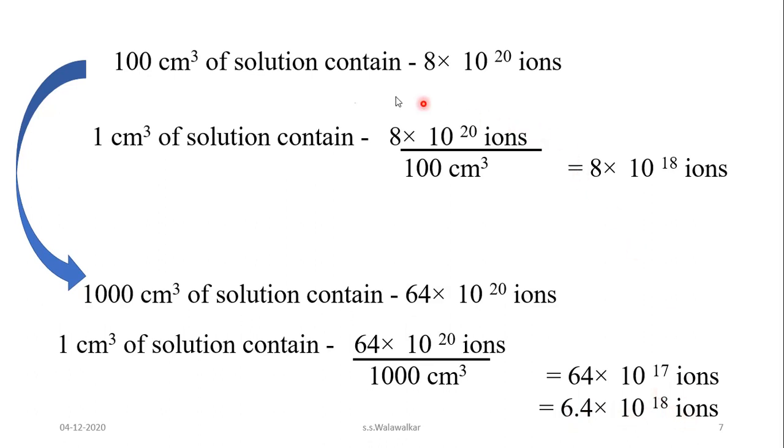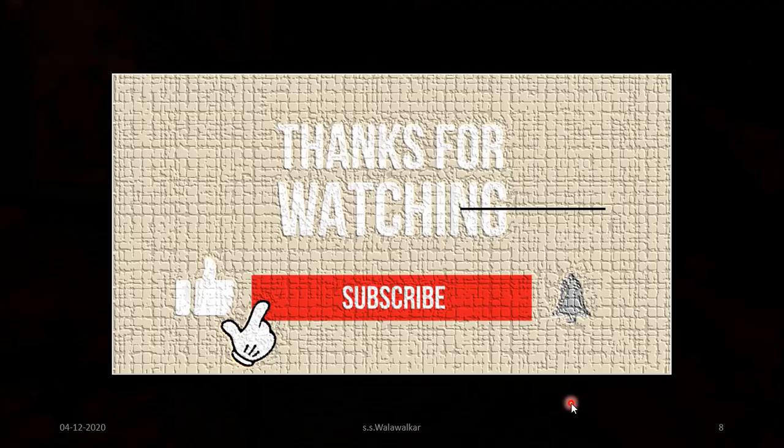That means in 100 centimeter cube of solution, the number of ions responsible for the electrolytic conduction in unit volume is 8 into 10 raised to 18. And if it is diluted by 10 times, then the number of ions present in unit volume of the solution is 6.4 into 10 raised to 18 ions. That means the number of ions decreases, so the conductivity of the solution decreases with dilution. So I hope you understood this concept. Let us see the next, the variation of conductivity with molar conductivity, in the next lecture.